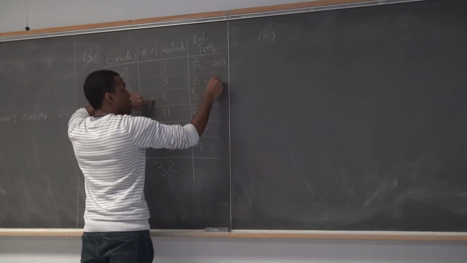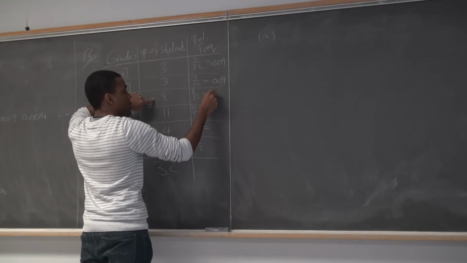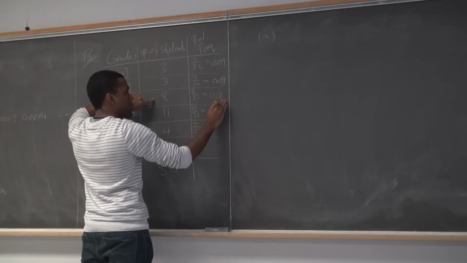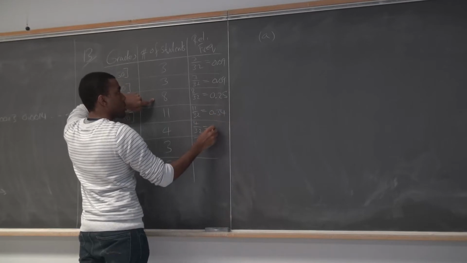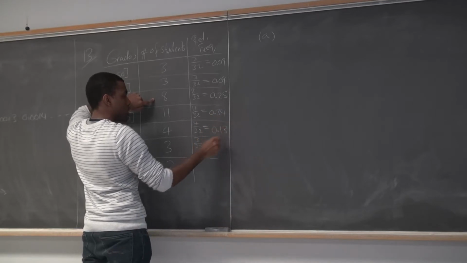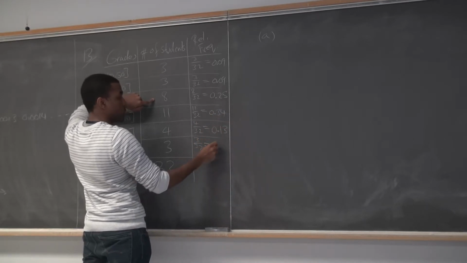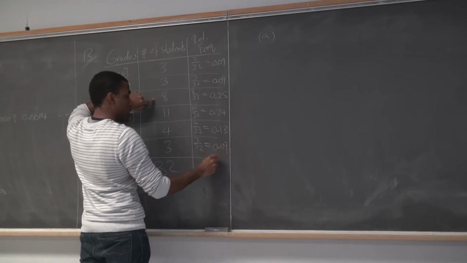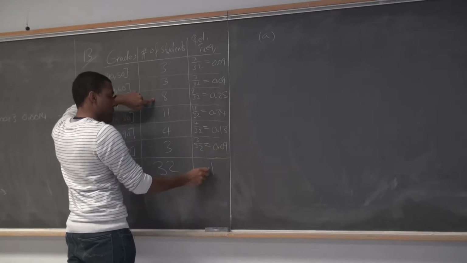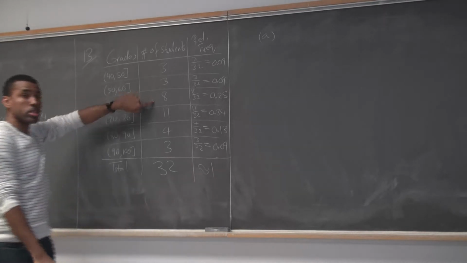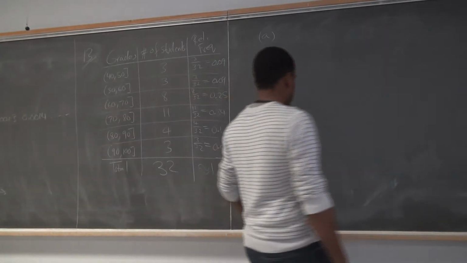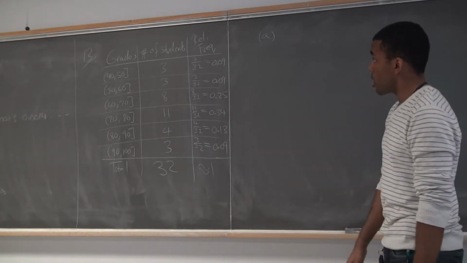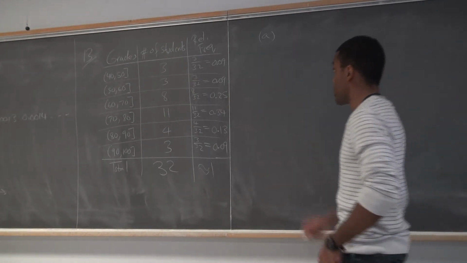0.09, 0.25, 0.34, 0.13, and this was 0.09. Did that add up to 1? It should be very close to 1 if it's not exactly 1, but it should be very, very close. And so those are our relative frequencies. So now we can do the histogram.